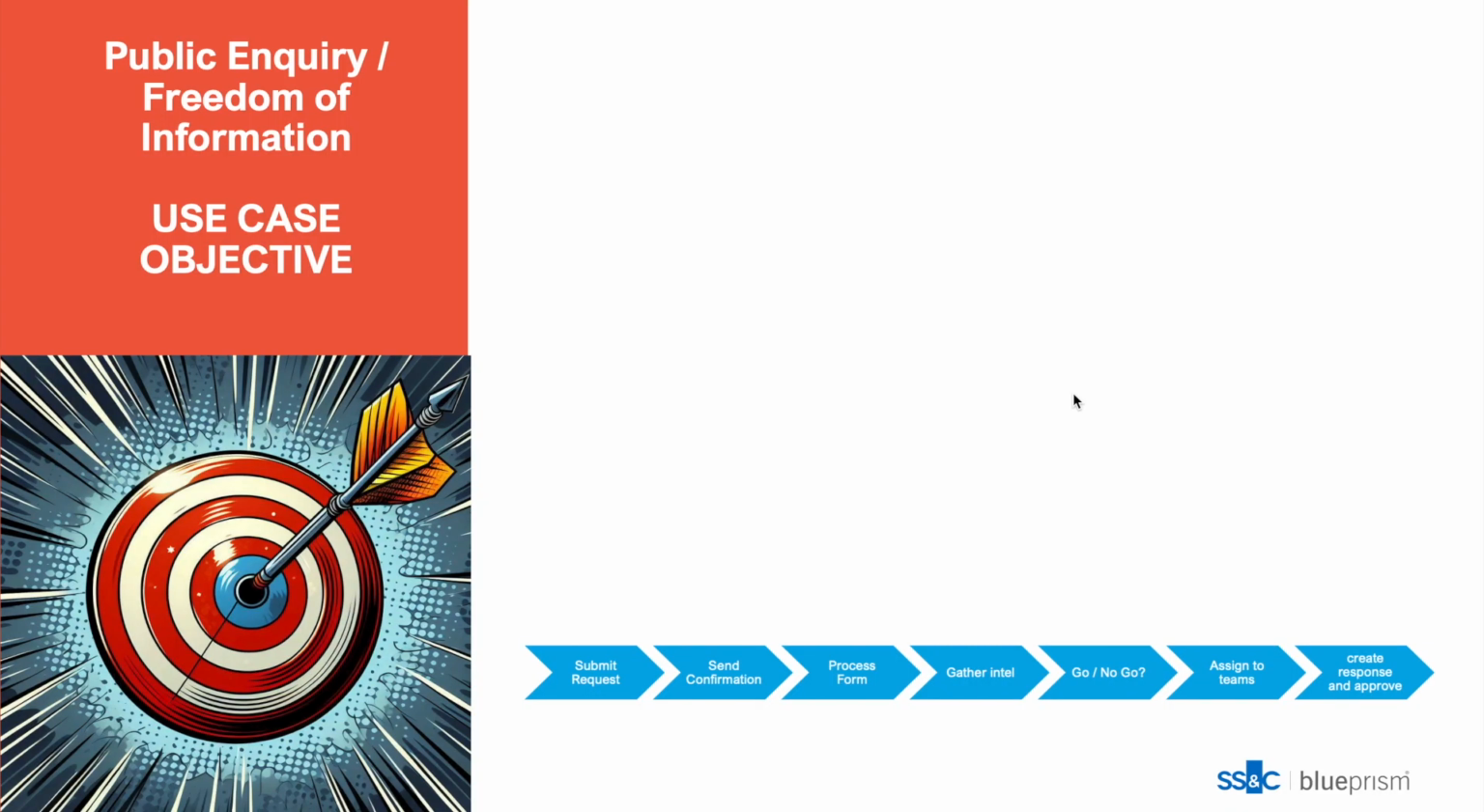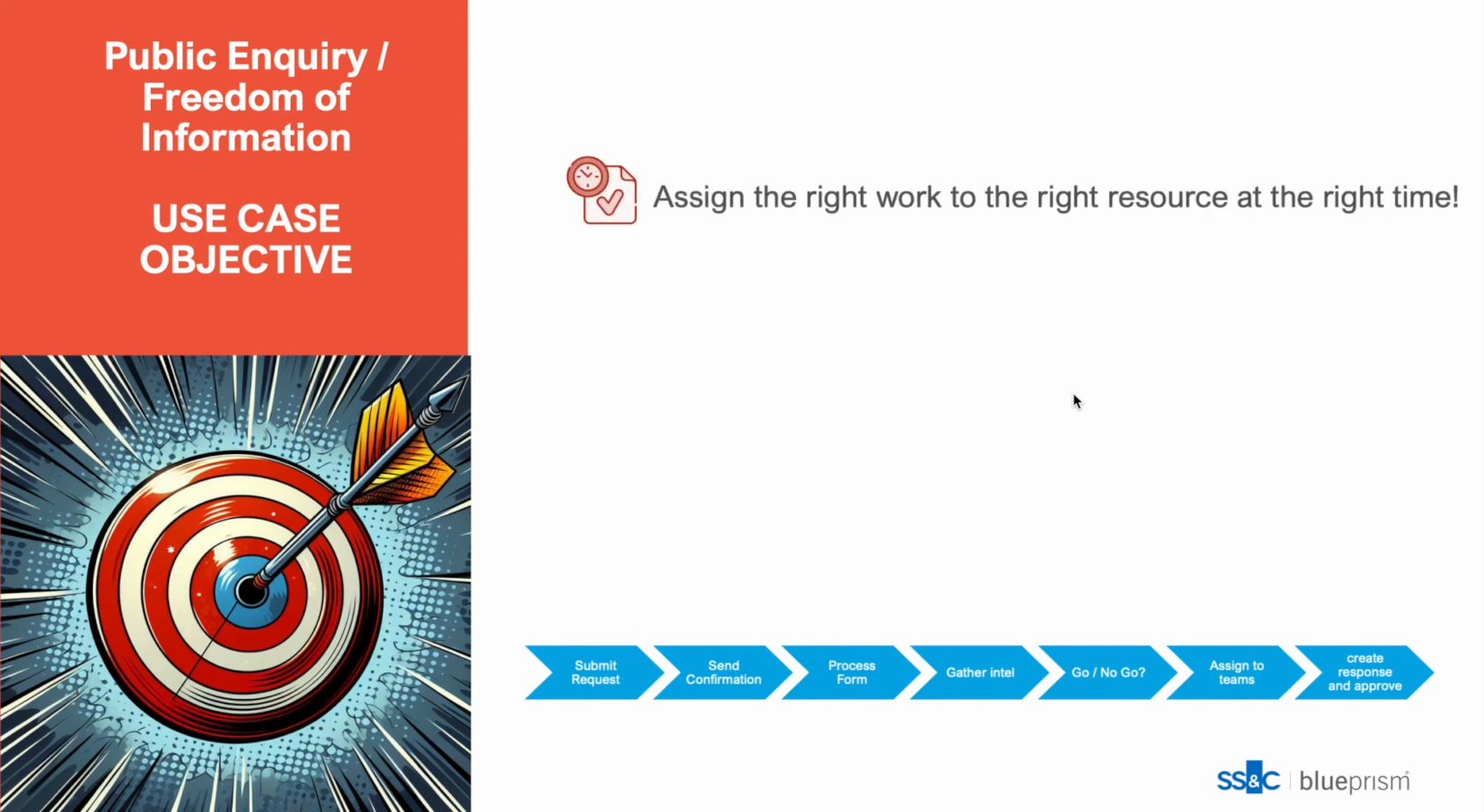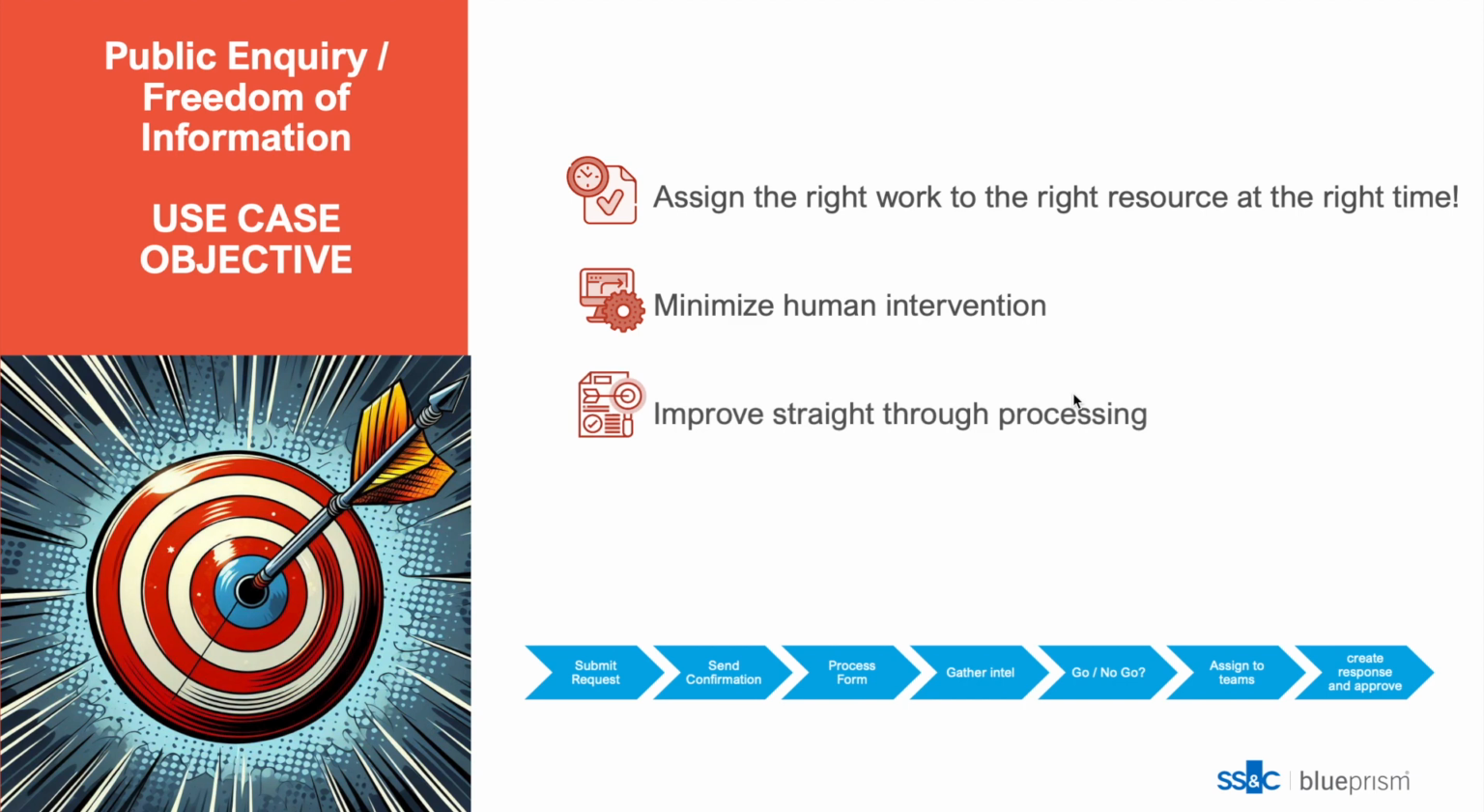Process orchestration is perfect for use cases like this, orchestrating the interaction of people, automations, systems, and content. To run an efficient, compliant, and accountable process, we use automation to assign the right work to the right resource at the right time. We minimize human intervention as much as possible, and we strive for straight-through processing. All of this will enhance the customer experience.